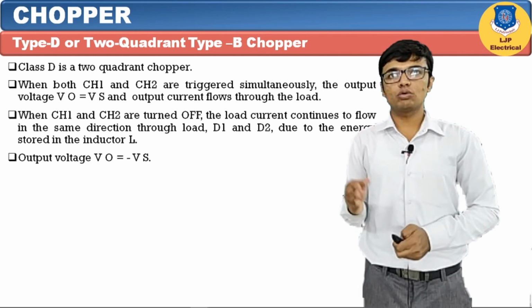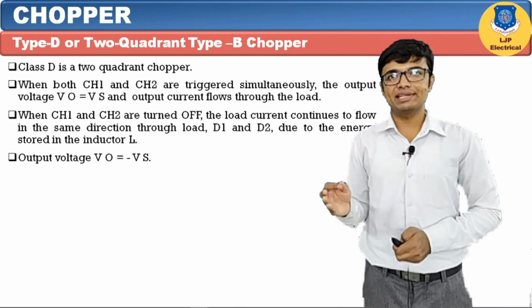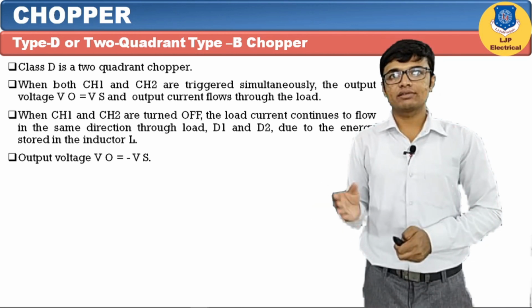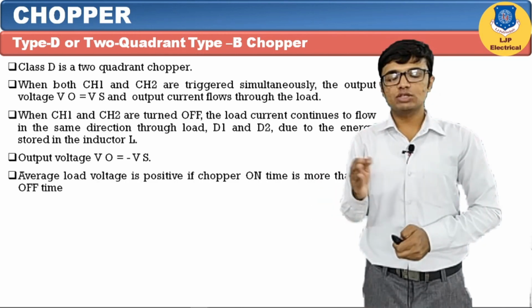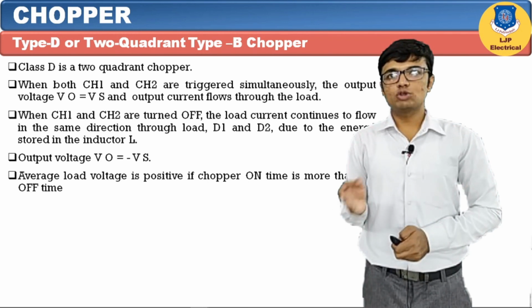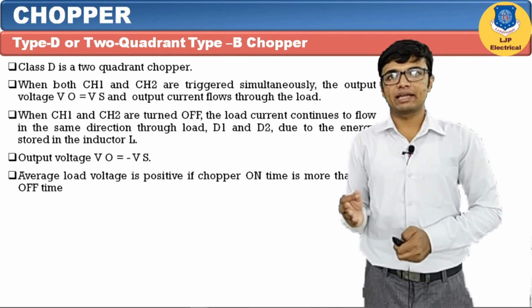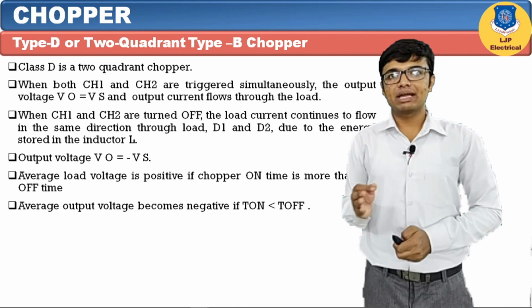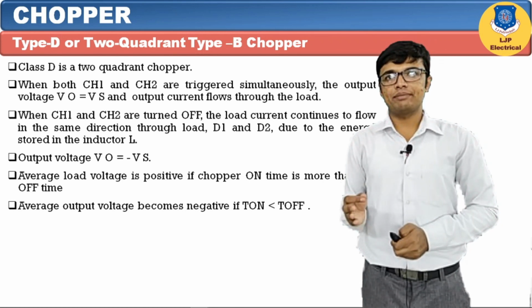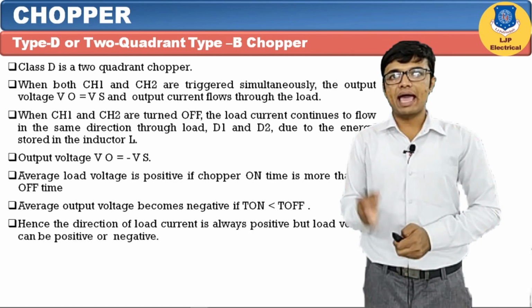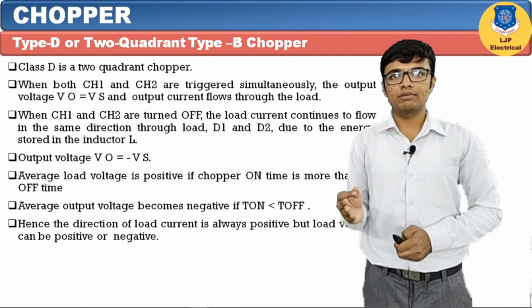At the same time the output voltage V0 is equal to minus Vs, because the sign of voltage will change across the load. Average load voltage is positive if chopper on time is more than off time, and average output voltage becomes negative if turn on time is less than turn off time. Hence the direction of current is always positive, but load voltage can be positive or negative.